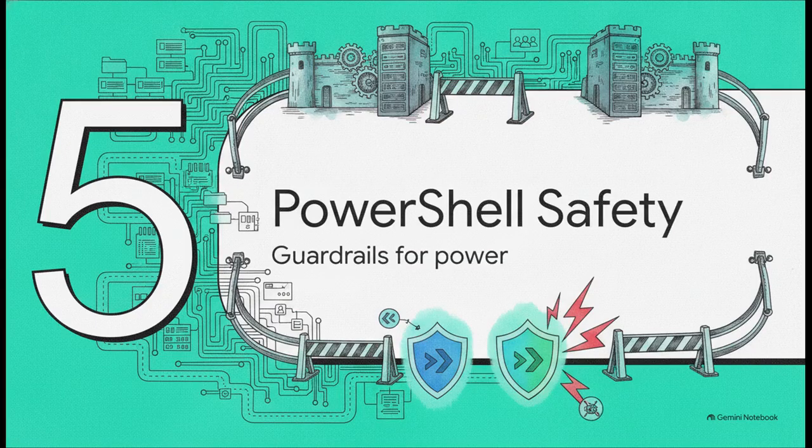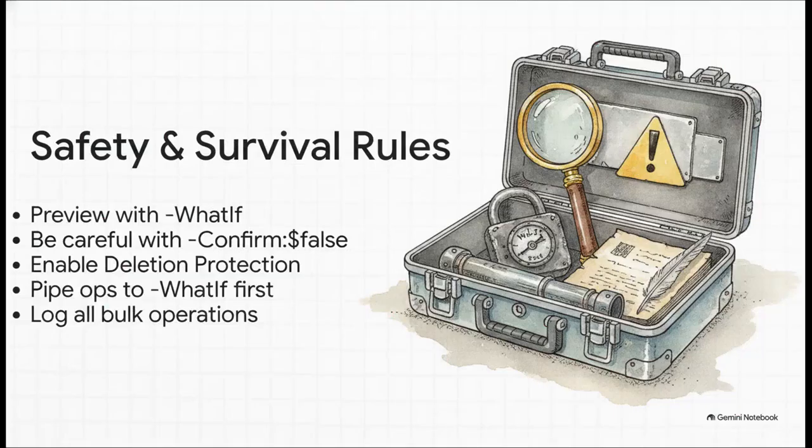Finally, Part 5, PowerShell Safety and Survival. Because with all this massive power, we need some serious guardrails. The source lays out these 5 golden safety rules, and I really cannot stress enough how essential they are. Number 1, always use the what-if parameter to preview any destructive action. 2, be extremely careful with the -confirm false flag.